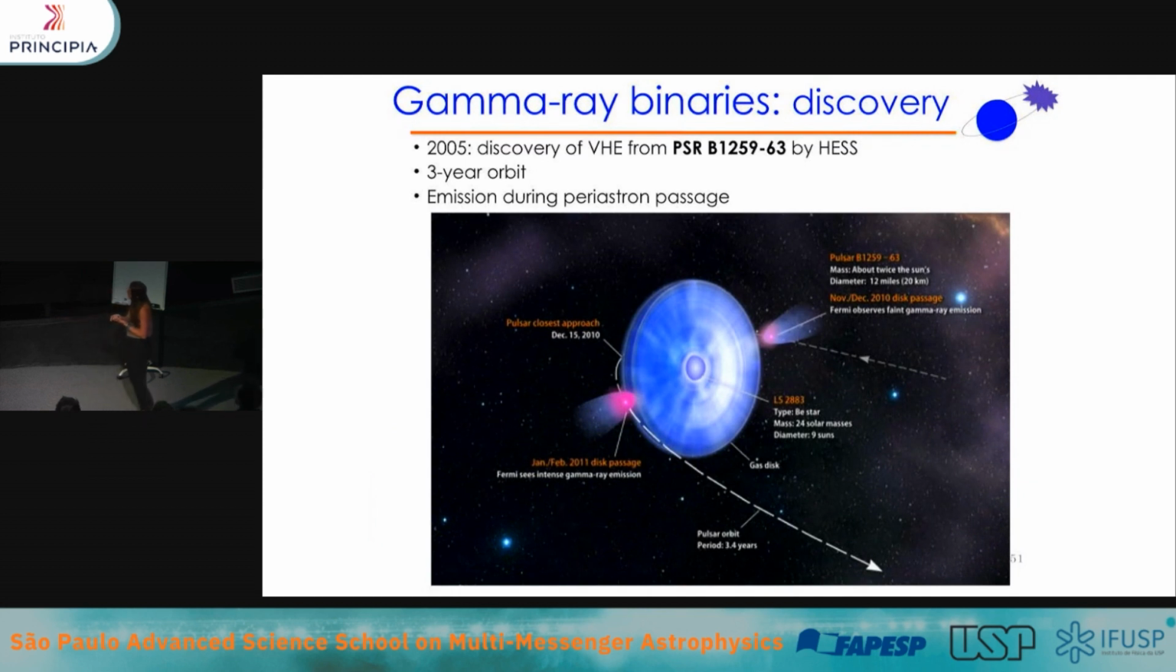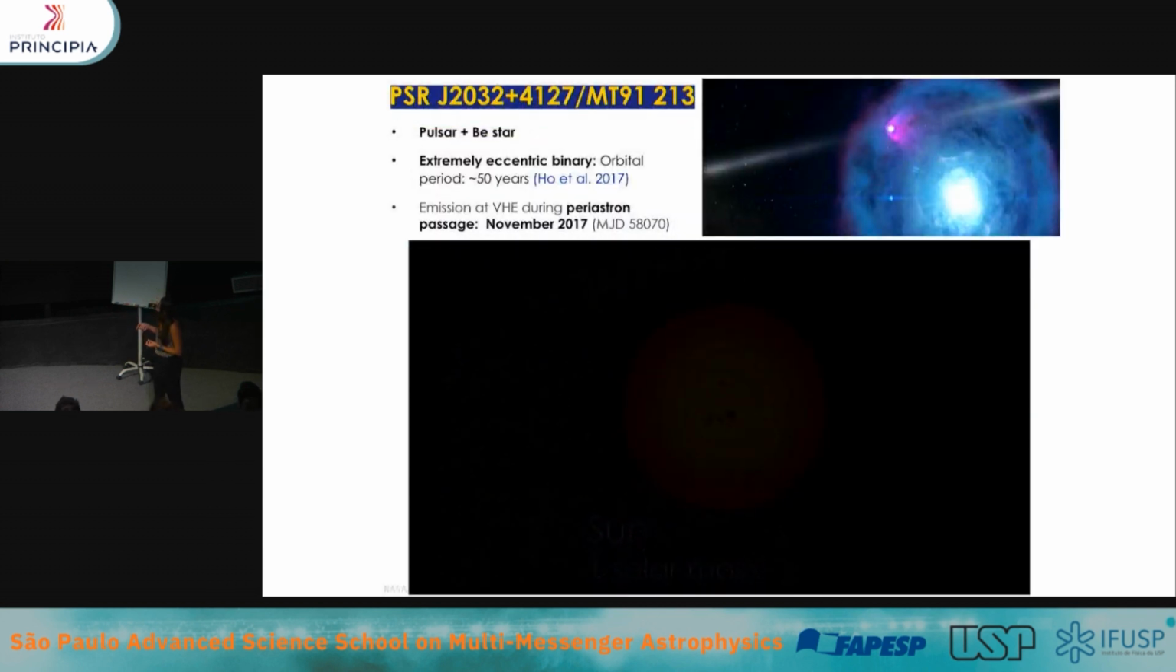So this is the first gamma ray binary that was detected in 2005 by HESS. It's in a 3-year orbit, and in here you see you have this B star, and the disk is in this position, and then you have the pulsar that crosses the disk, and then it crosses again the disk. And it's here in this area near the periastron, where the pulsar is at the closest to the star, where you detected very high energy emission, because of course it's here where you have the photons that then are upscattered.